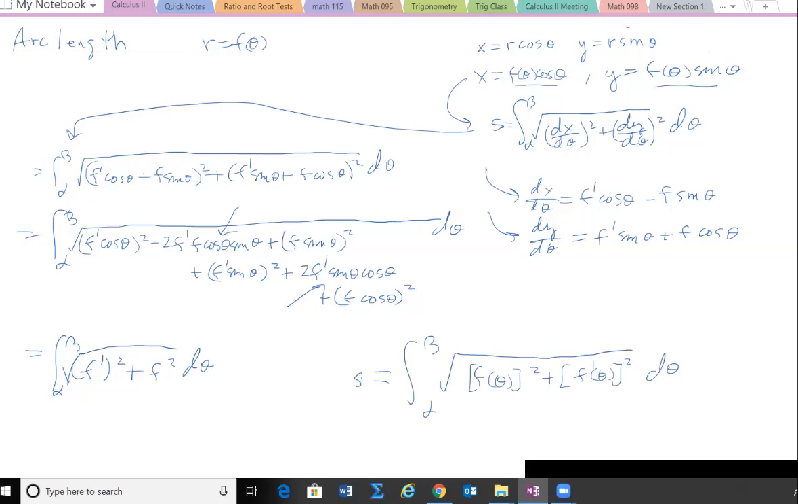You could say r and r prime if you want to. But now these are derivatives with respect to theta. Okay, so we haven't seen the use for that directly before, but we are seeing it here, f prime of theta. Okay, all right, now let's try an example. Let's see.